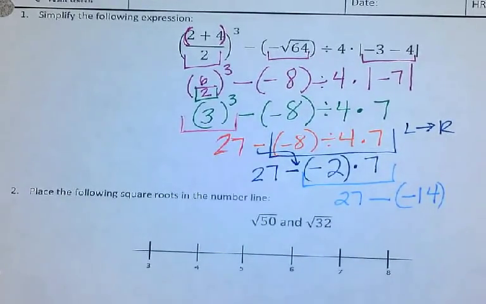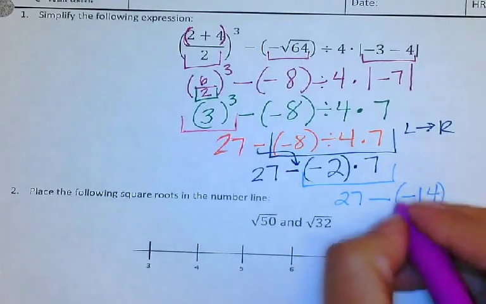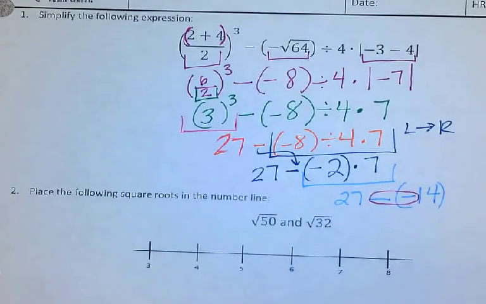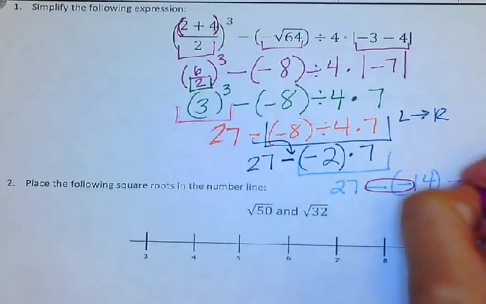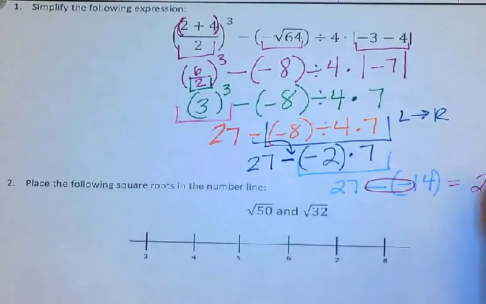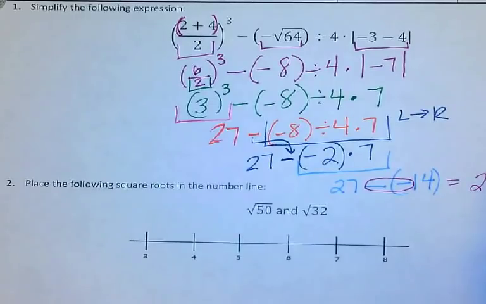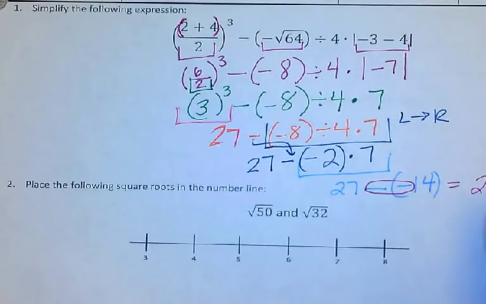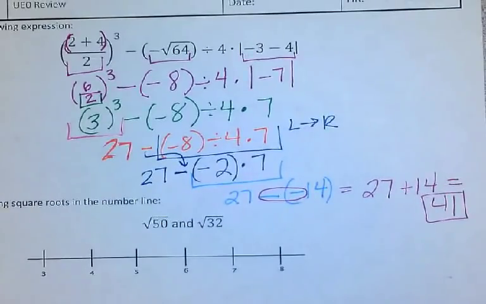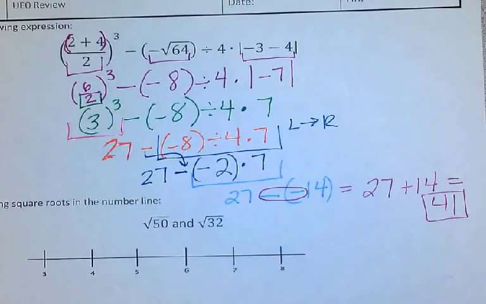Okay, remember that every time that you have a negative and another negative next to each other, that becomes a plus. So this becomes 27 plus 14, which gives me 41. Okay, so that would be the answer to number 1.